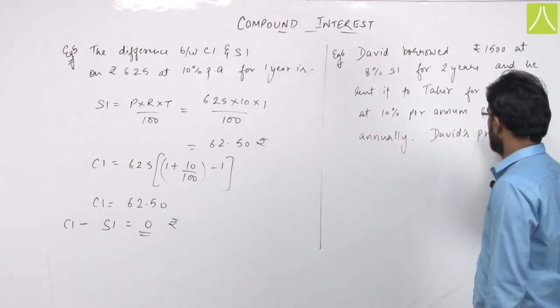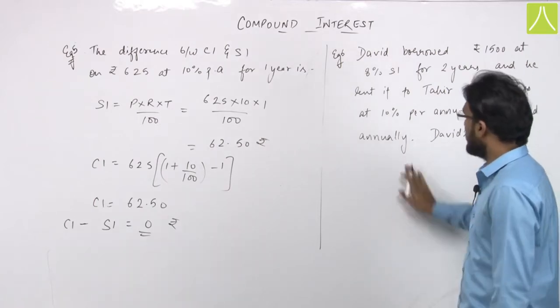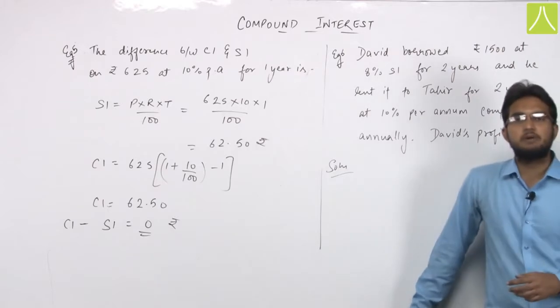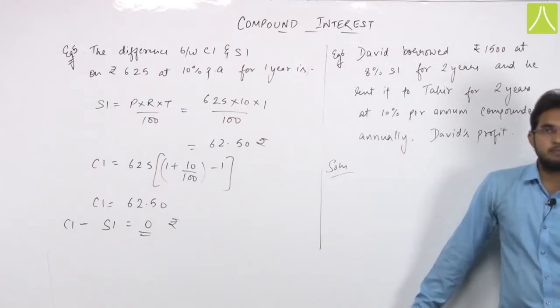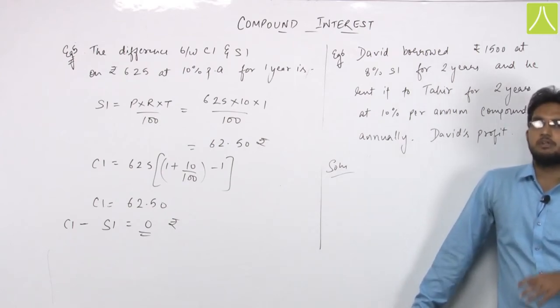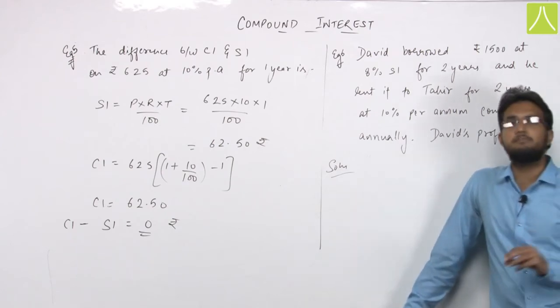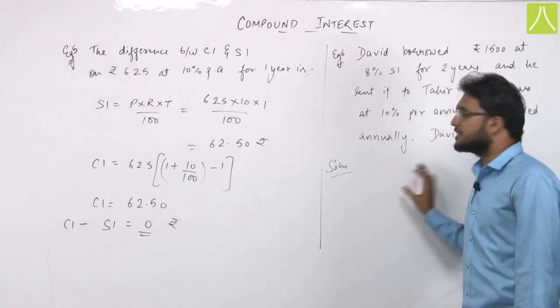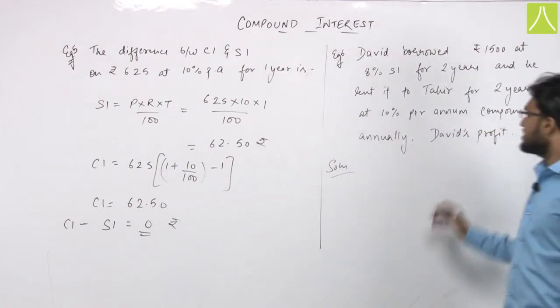So basically what David has done is that he borrowed the money at simple interest, and further he lent the same amount at compound interest. So in the transaction, he is finally making some profit. That is, the compound interest is always greater than the simple interest. So he will be making the profit here. So we have to find David's profit.